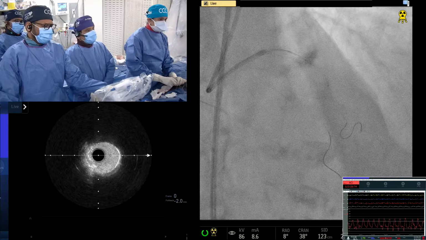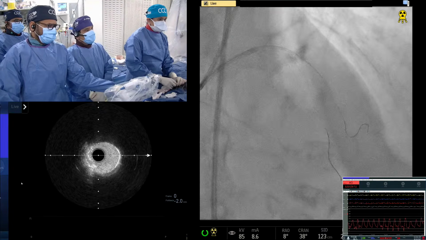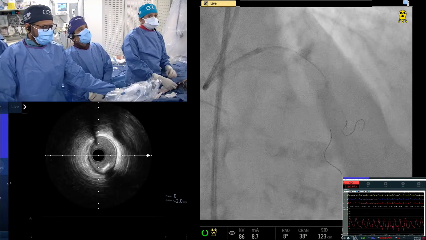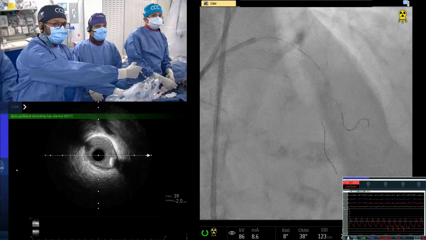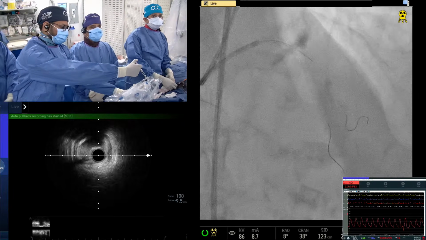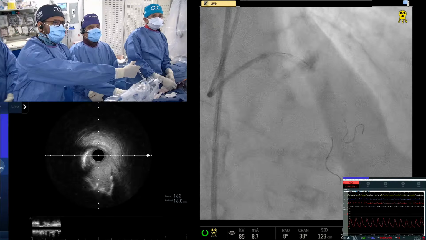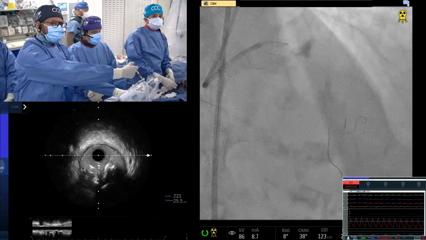Stent will be 3.0 because of the Xience. Okay, I check the image. 3.0, 2.3, and start feedback. 3.25, this is the diagonal. It's normal. Some disruption. Eccentric calcium, but not severe.